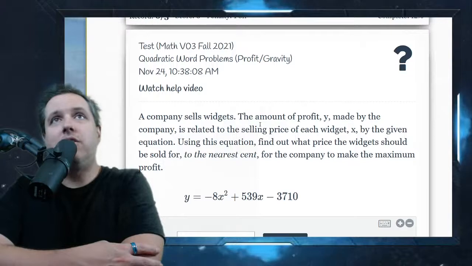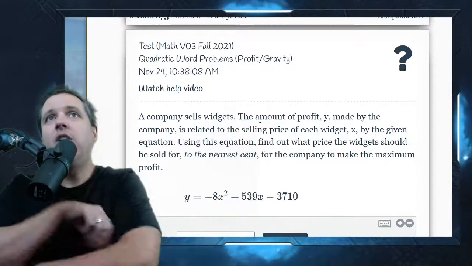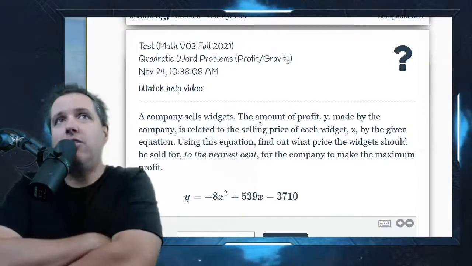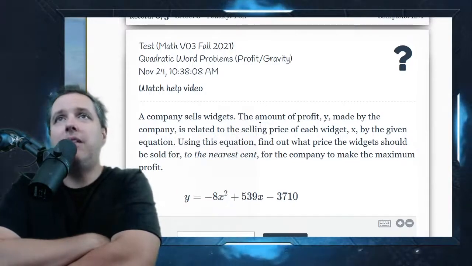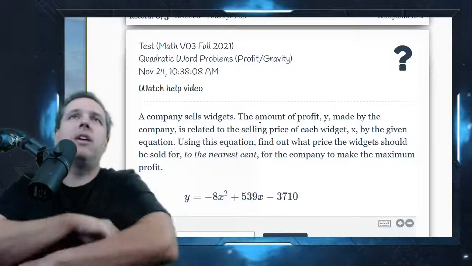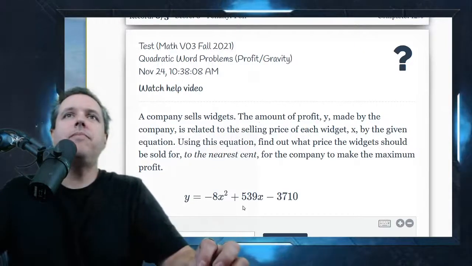A company sells widgets. The amount of profit Y made by the company is related to the selling price of each widget, X, by the given equation. Using this equation, find what price the widget should be sold for to the nearest cent for the company to make the maximum profit. Okay, so let me figure this out again. Where are we?